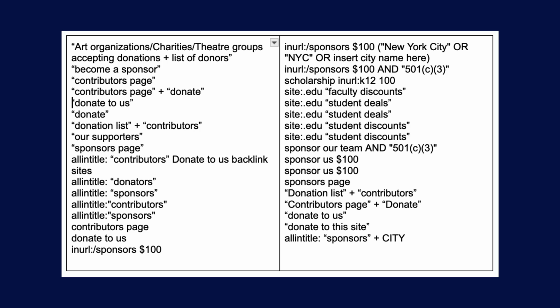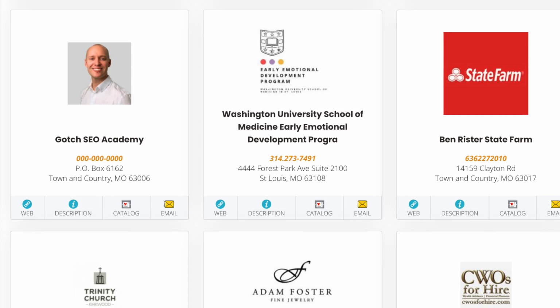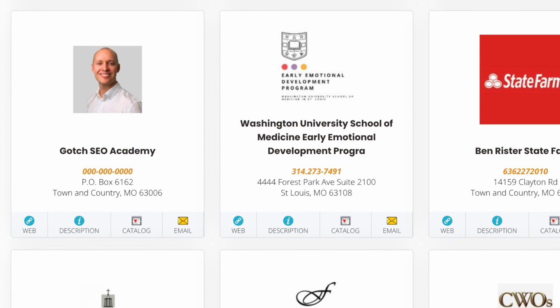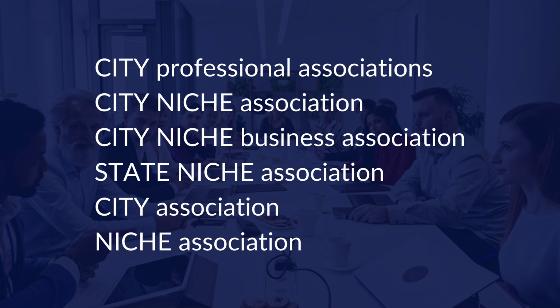And now it's time to actually find some opportunities. So I recommend using these search strings to find donation opportunities. Next, make sure you're signed up for the local Chamber of Commerce. You can score an easy link doing this, and it doesn't matter if it's nofollow. Lastly, look for niche associations to join by using these search strings.